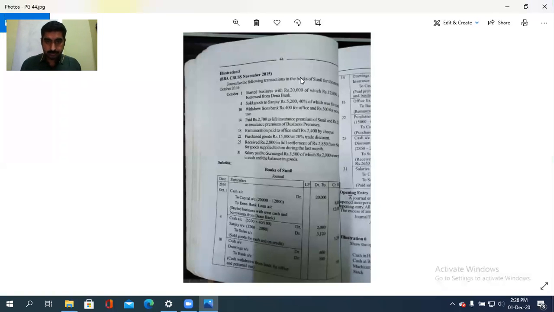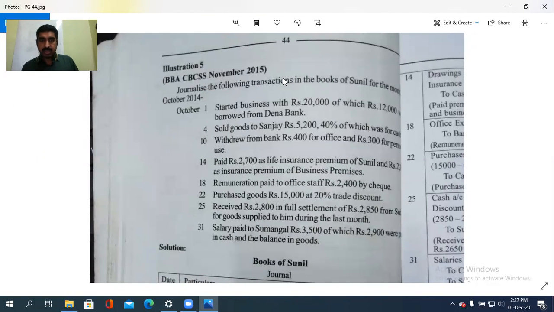See, what is the entry for that? Started business with 20,000, of which 12,000 is to be borrowed from Dena Bank. Sold goods to Sanjay 5,200, 40% of which were for cash. Then withdrew from bank rupees 400 for office and rupees 300 for personal use. Then paid rupees 2,700 as life insurance premium of Sunil and rupees 2,300 as insurance premium of business premises.